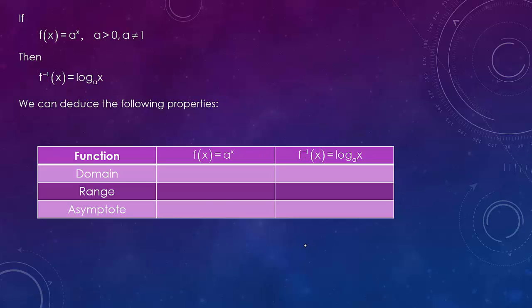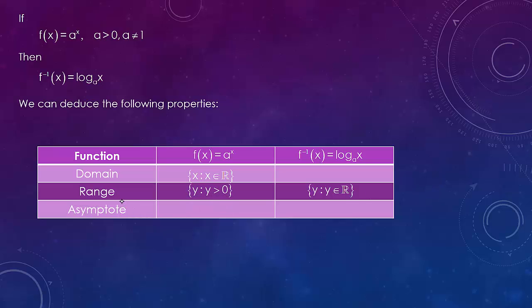So the domain for a to the x we know is all real values. There are no problems with input into a to the x. That means that the range of the inverse function is all real values. Inverse functions always have this property that the range is the same as the domain. We just switch x and y because, of course, y is the output.